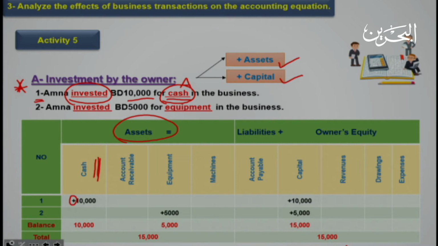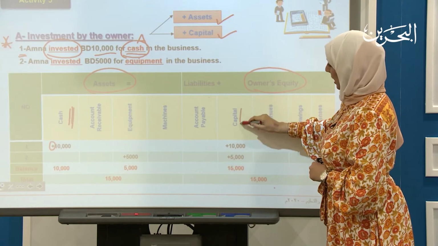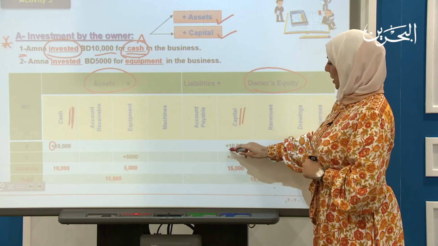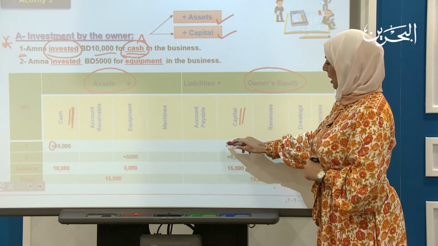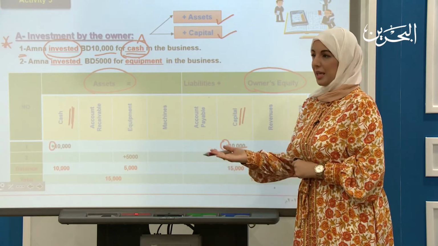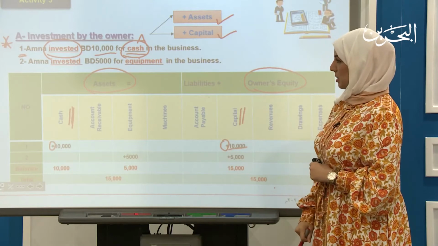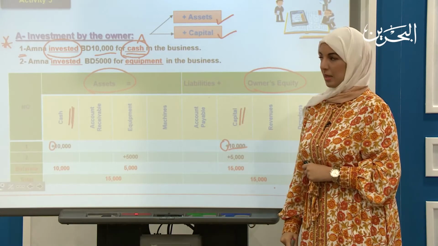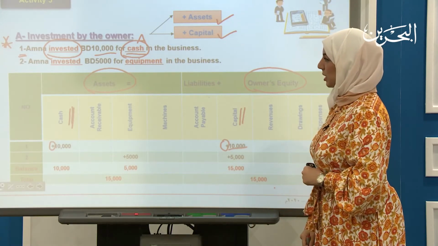Then the investment, I say that it will increase the capital of the company. So I will move to the owner equity section under the capital account, and I will put 10,000, and also I will put the sign of the plus to show that the capital of the company is increased. This is for the first transaction.